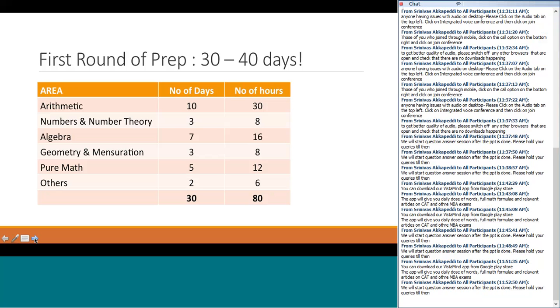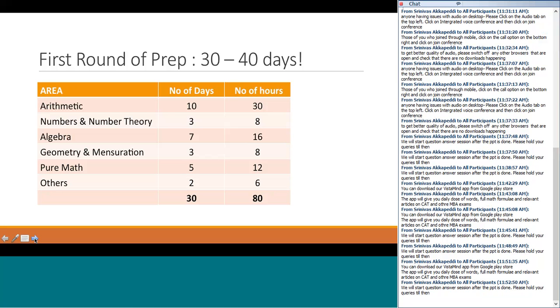10 days for these areas. Numbers and number theory, 3 days at least for about 8 to 10 hours. It's a single, very important area, but it might just take you 3 days. Remember, arithmetic had 7 topics, so on average one topic a day. Simple interest, compound interest, definitely less than 1 day. Percentages 1 day. Profit and loss 1 day. Averages 1 day. Time and work also 1 day. Ratio, proportion and variation may be 2 days, and time, speed and distance may be 2 days.